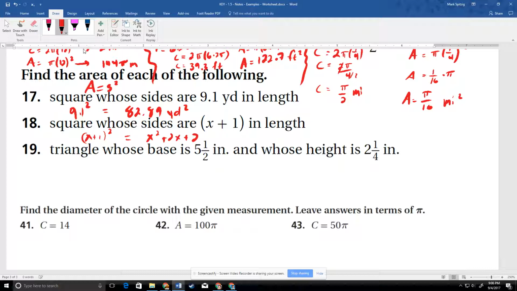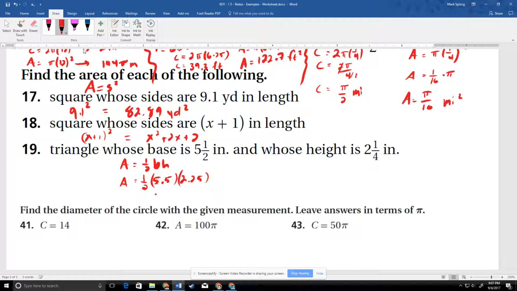A triangle whose base is 5.5, and whose height is 2.5. Okay, so we're trying to find the area. We know in a triangle it's 1/2 base times height. So our base is 5.5, and our height is going to be 2.25, so that's just 2.25. And we get half of that. So let's do 0.5 times 5.5 times 2.25, and we end up with 6.1875.